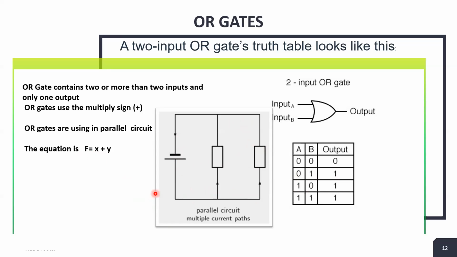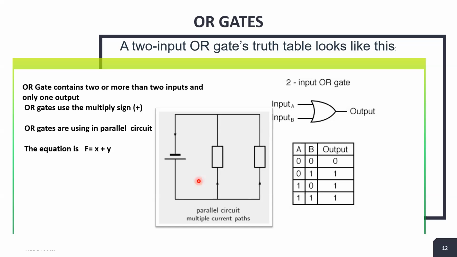But now in the next case, when the input of A is 1, meaning the circuit is closed, but at this time the circuit of B is open. Clear? The current flows in this circuit like this, and in this part there is no current. It means 1, 0. Clear? 1, 0. The output will be 1 because we are using the plus sign.